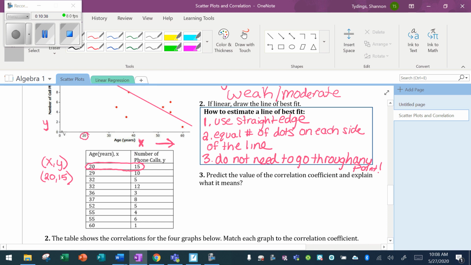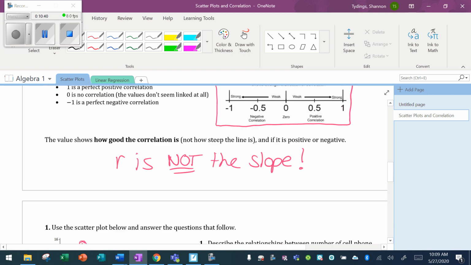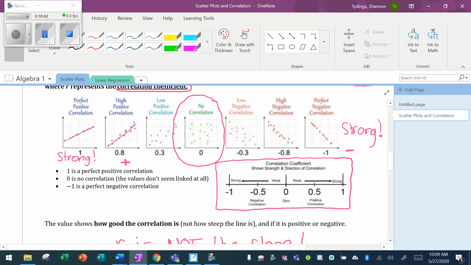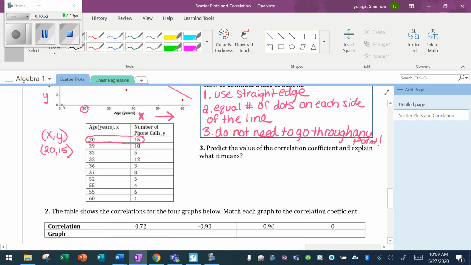So I would say if you go back to your scale here, we know that it's going to be negative, and we know it's pretty weak, so it's on the weaker side. So you could pick a negative 0.3 or a negative 0.4. Now again, this is a prediction, right? We don't know exactly what it is. You're actually going to find out in the next lesson how to find the exact correlation coefficient. But as long as you have the negative and you have that it's on the weaker side, then you're right where you need to be.